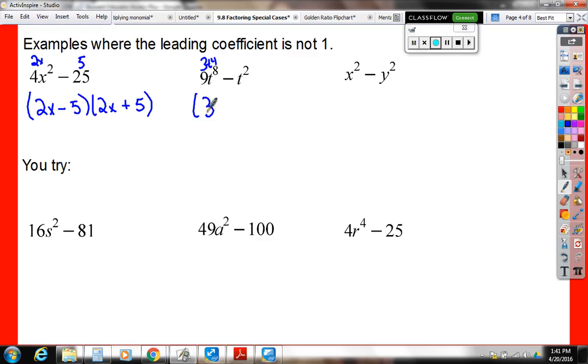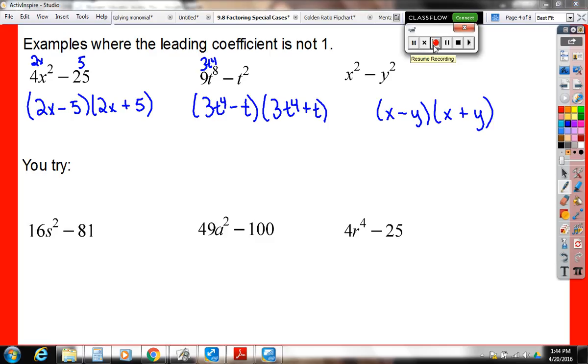So we have 3t to the 4th minus what? What's the square root of t squared? T. So 3t to the 4th minus t, and 3t to the 4th plus t. What about the last one? X minus y and x plus y. Okay, 3 for you to try, so I'm going to pause the recording. Don't let me forget to turn it back on again.